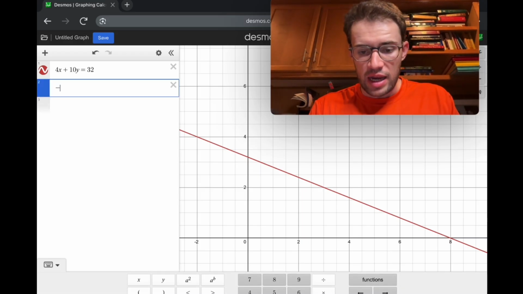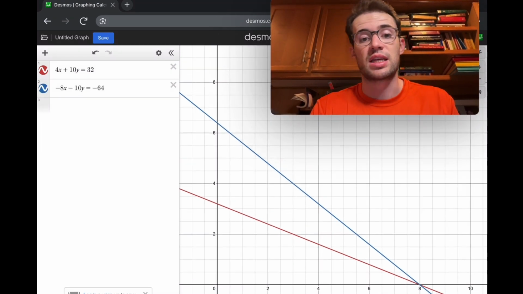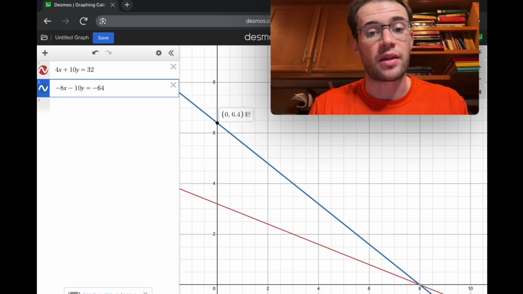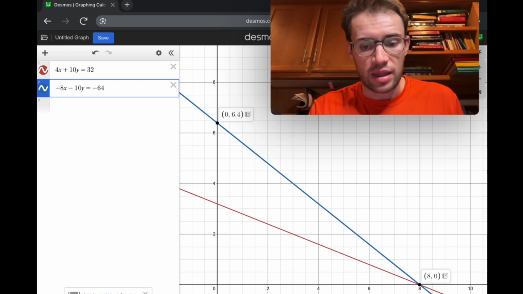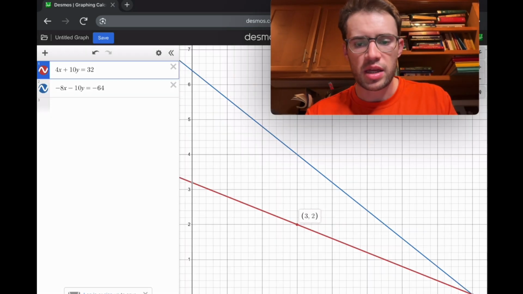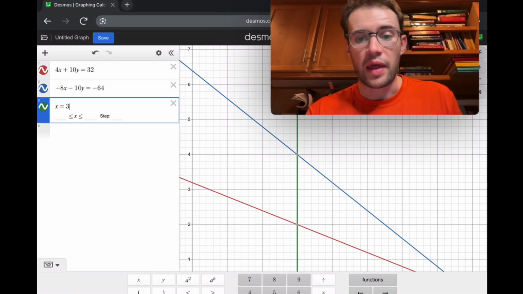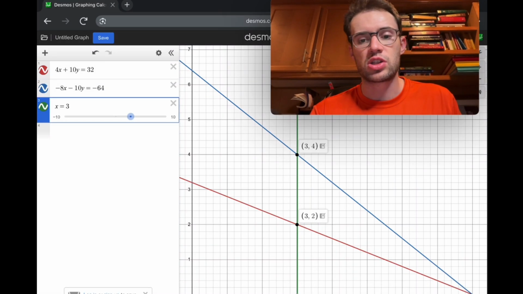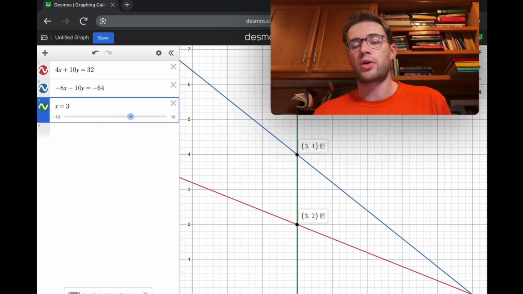Then we've got negative 8x minus 10y equals negative 64. Right? That's another line that's going down. This one's going steeper. It's passing through a point up here that looks like 0, 6.4. Right? That's what we estimated that to be. And it's also passing through this 8, 0. And we can even see that they have these points that we were solving for, 3, 2, right there. I don't know why it's not showing that point. Maybe I'll just plug in x equals 3. And now we have those intersection points, 3, 2, and 3, 4. So those do pass through those other points that we found on there.